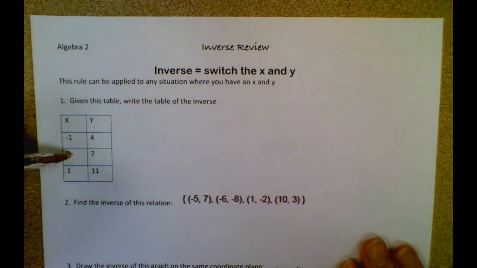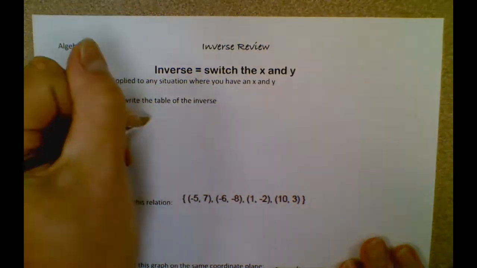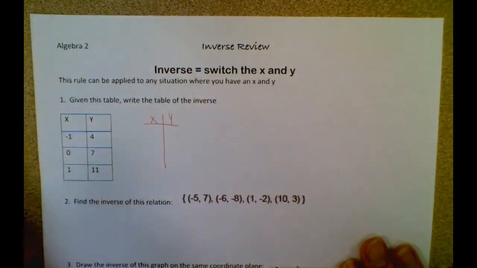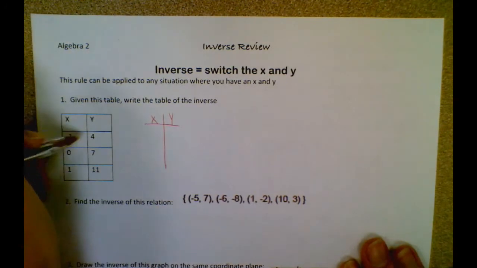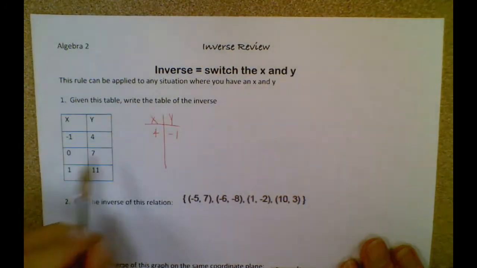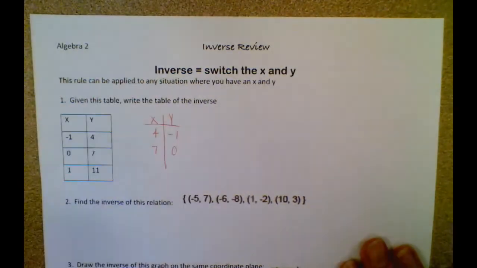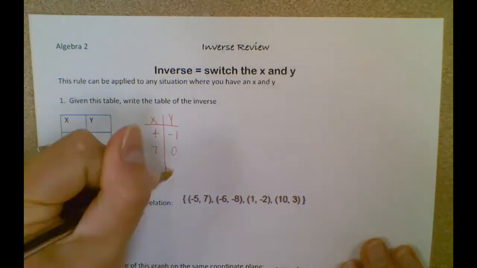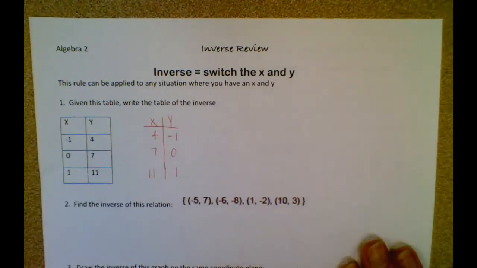So given this table right here, we're going to write the table for the inverse function. So for the inverse function of this table, I just switch the x and y values. So instead of the coordinate point -1, 4, it becomes 4, -1. Instead of 0, 7, it becomes 7, 0. And instead of 1, 11, it becomes 11, 1. And that's it. Okay? That's the table of the inverse.